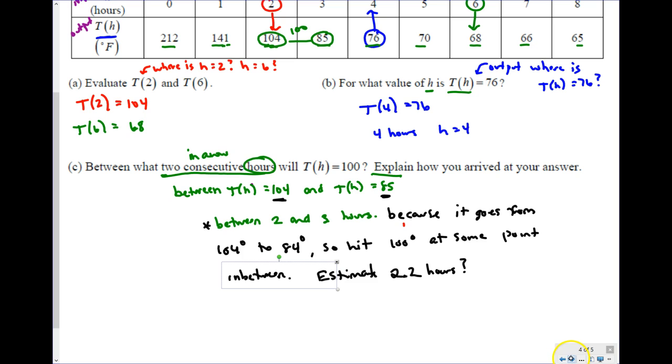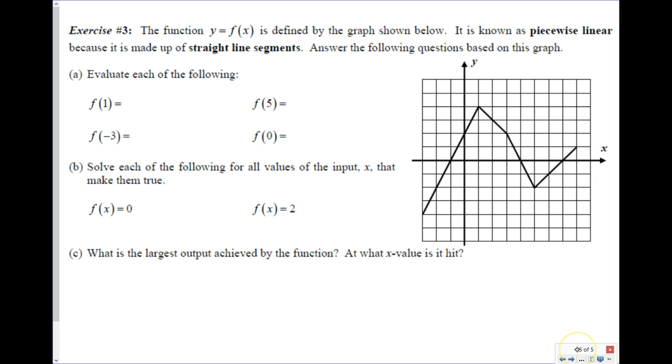Let's take a look now at our final example with function notation and a graph. Exercise 3 says the function y equals f of x is defined by the graph shown below. It's known as a piecewise linear function. This term, piecewise, is important, because it's made of straight line segments. So this is not a normal looking graph. This isn't just your straight line, it's not a curve. It's got these chunks of lines. We call this piecewise. You need to memorize that, piecewise, some big chunks of pieces. Now we're going to answer some questions based on this graph.